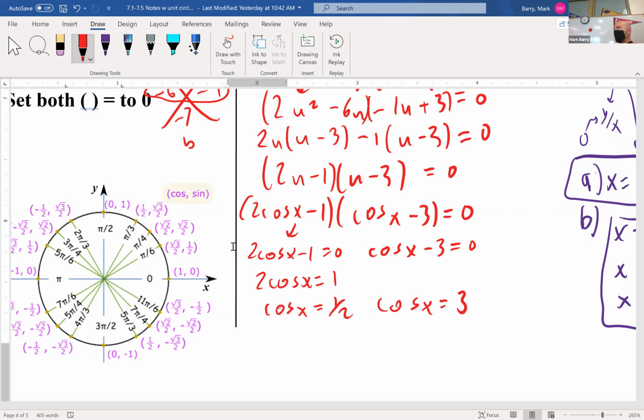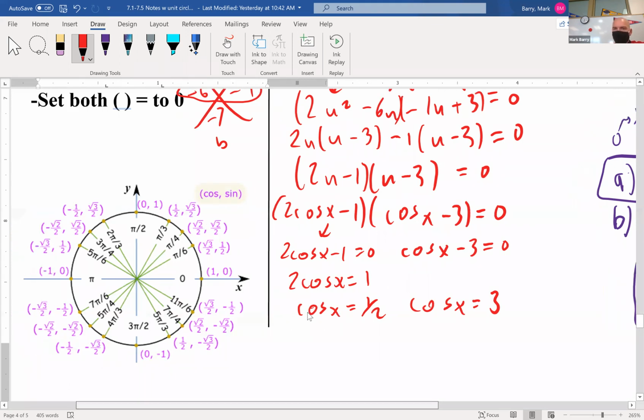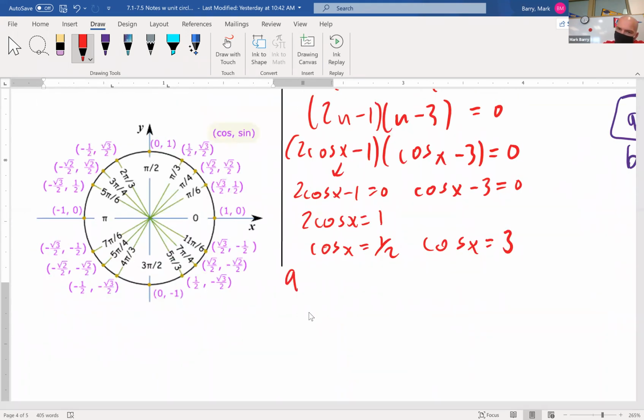So the first one, I add the 1, divide by 2, so I get cosine x equals 1/2. The next one, I just add the 3, so I get cosine x equals 3. All right, so now I am finally ready to look at the unit circle, and we'll answer part A first.